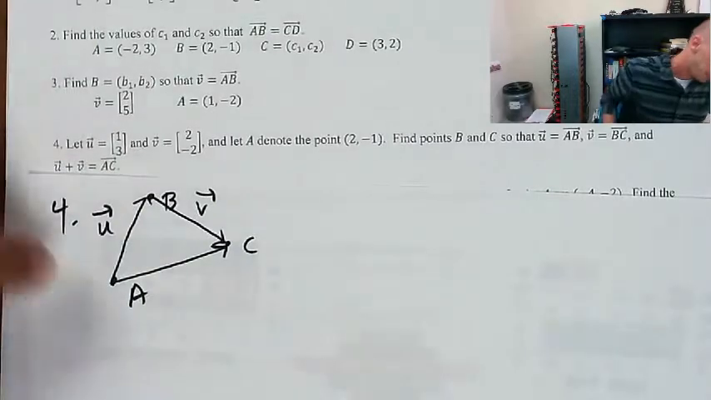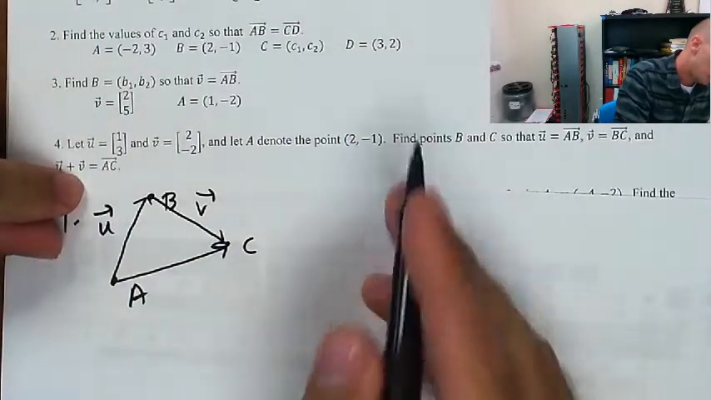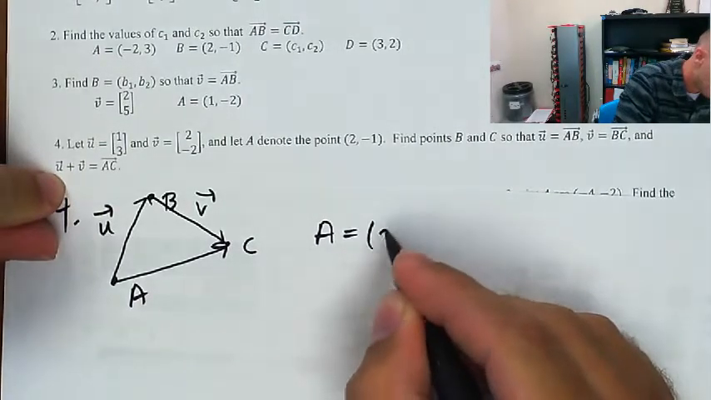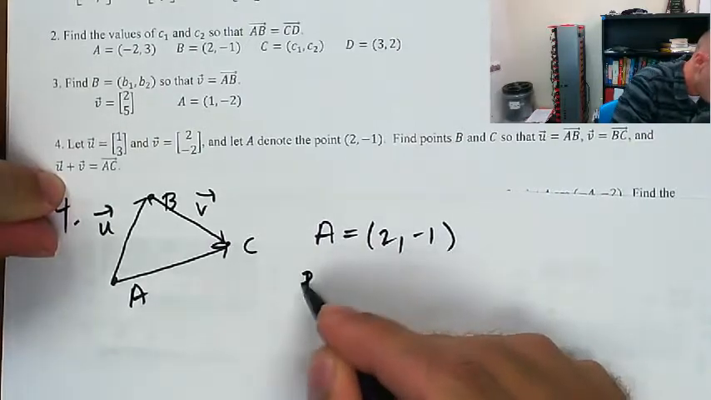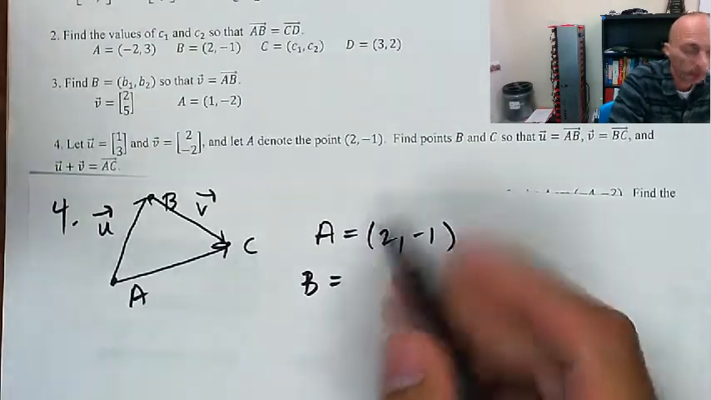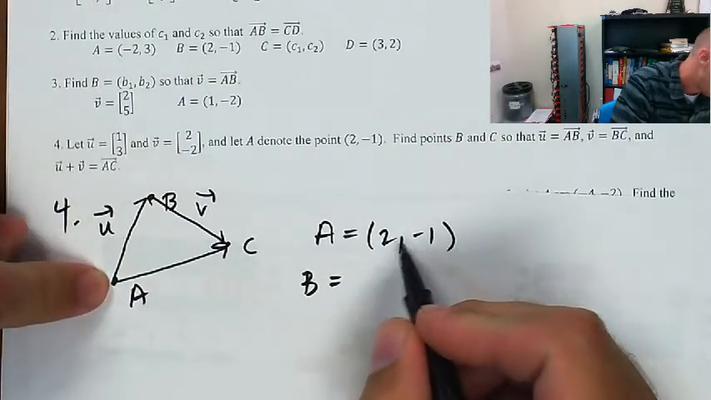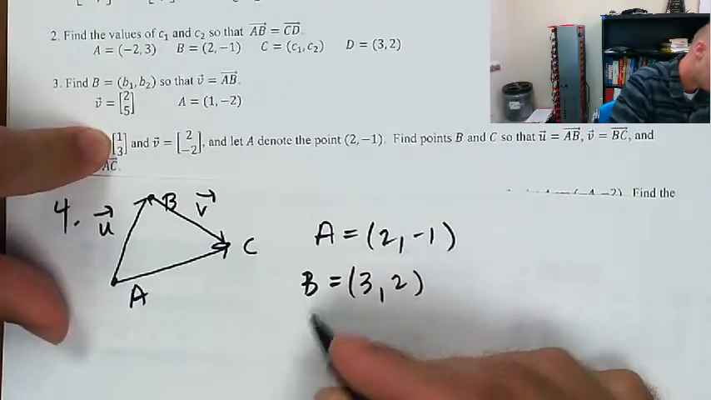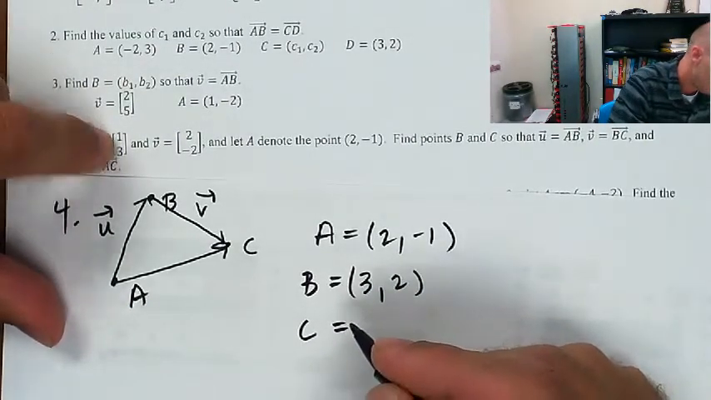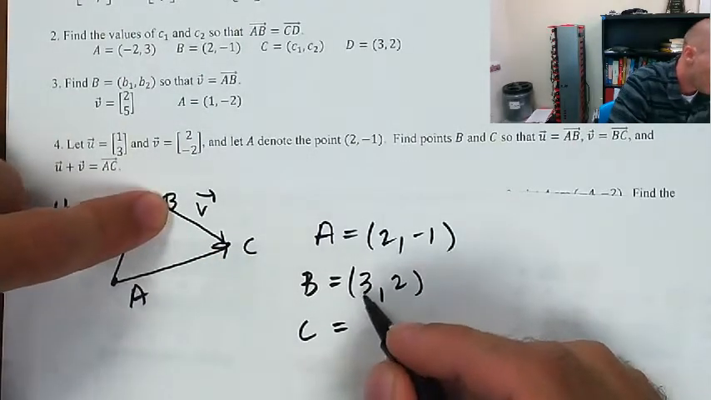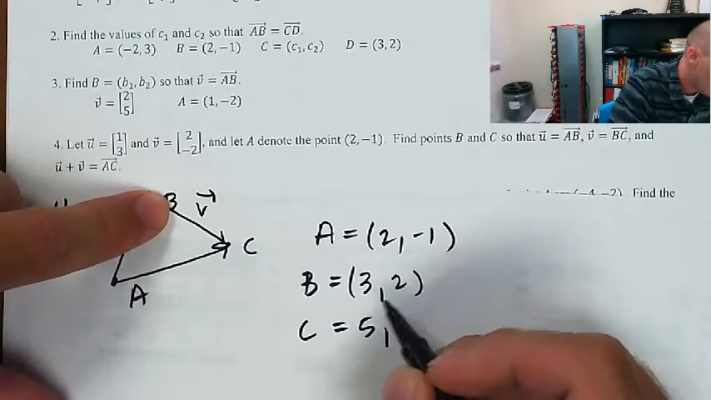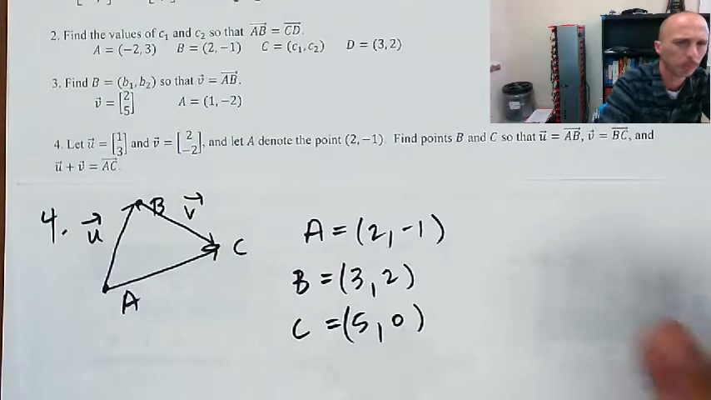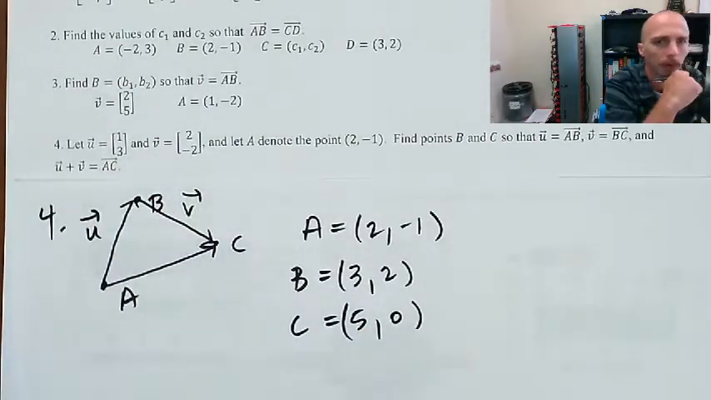So, all right. A is the point 2, -1, meaning that B is A, but added U to it. So 2, 1 and 1, 3 is going to be 3, 2. And then C is equal to B, and then I'm going to add V onto it. So 3 and 2 is 5, and 2 minus 2 is 0. Okay, why did I need that condition? Makes me wonder if I copied the problem wrong.